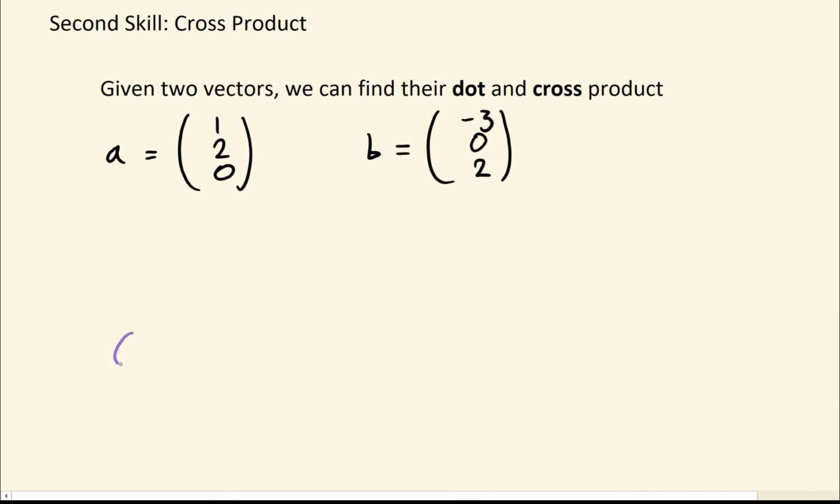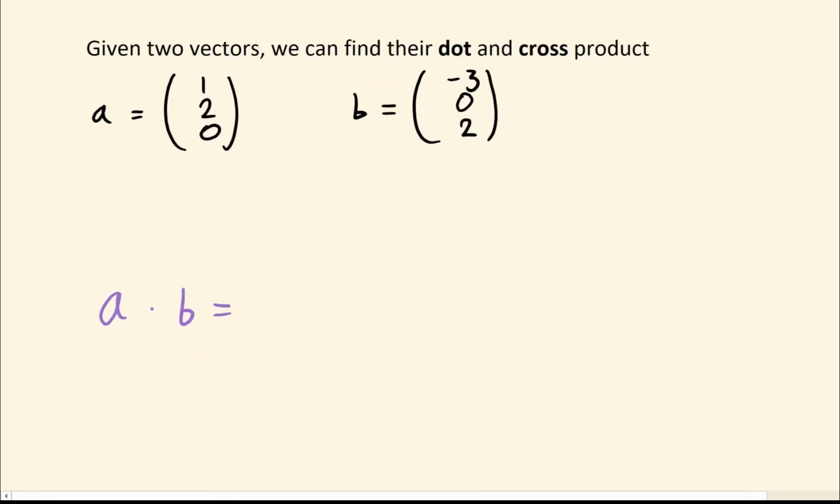Here I've got two vectors, A and B. If you do A dot B, you're basically multiplying the numbers in the same position together. So first you multiply together these two numbers, then these two numbers, and then these two numbers. So 1 times minus 3 is minus 3, 2 times nothing is nothing, and nothing times 2 is nothing. So here, A dot B is minus 3.